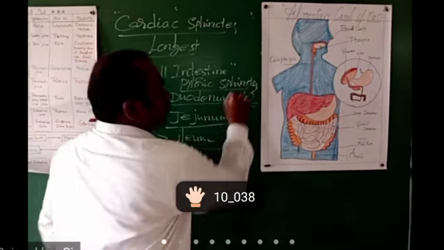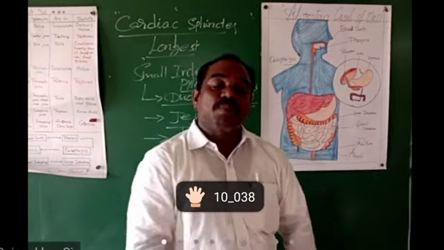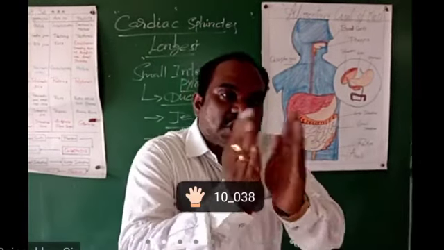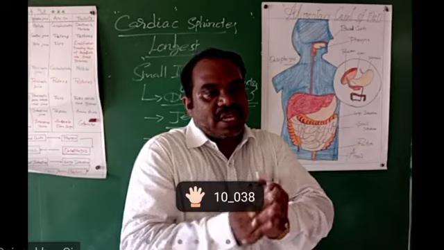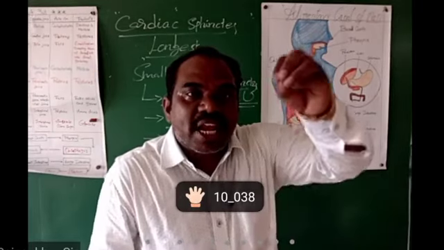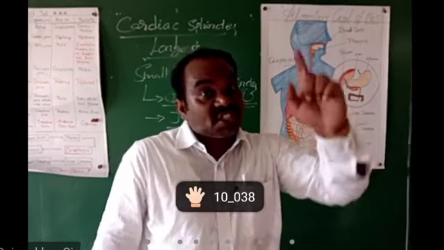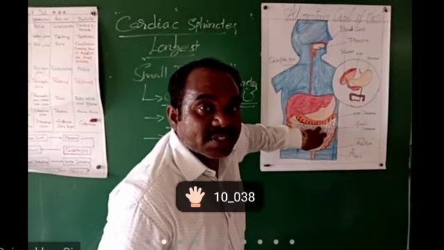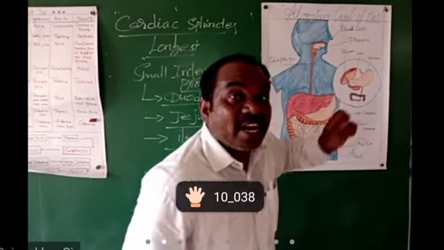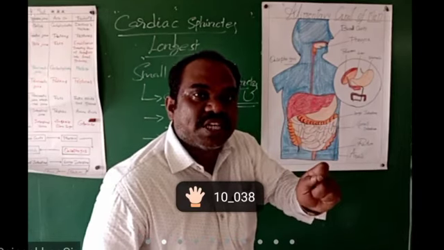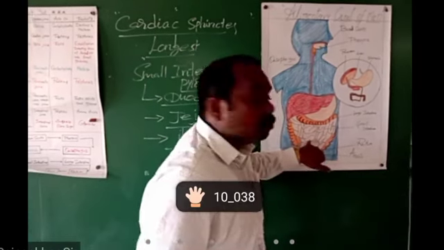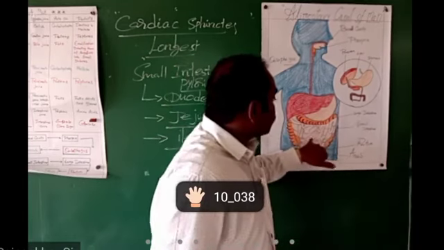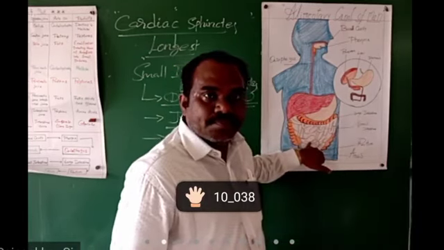Pyloric sphincter. The pyloric sphincter is present in the first part of the small intestine. It opens and closes. It helps regulate the food materials from the stomach to the small intestine.